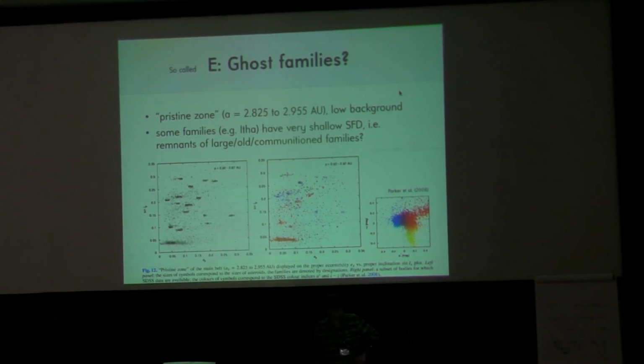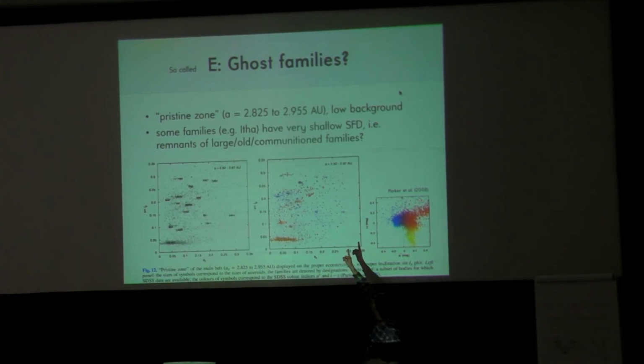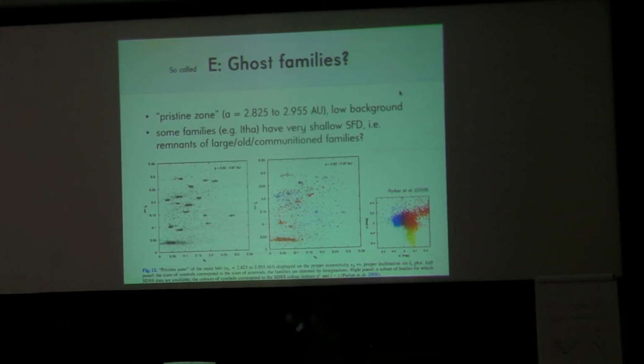Letter E, I think this is almost the last one. Both slides, the last slides, are motivation for looking for old families. And we think that the best zone, the best part of the main belt, is the so-called pristine zone between 2.85 and 2.955, where we have a very low background density and contamination by background objects. We think that some of the families, for example this one, are actually a remnant of a very old family.